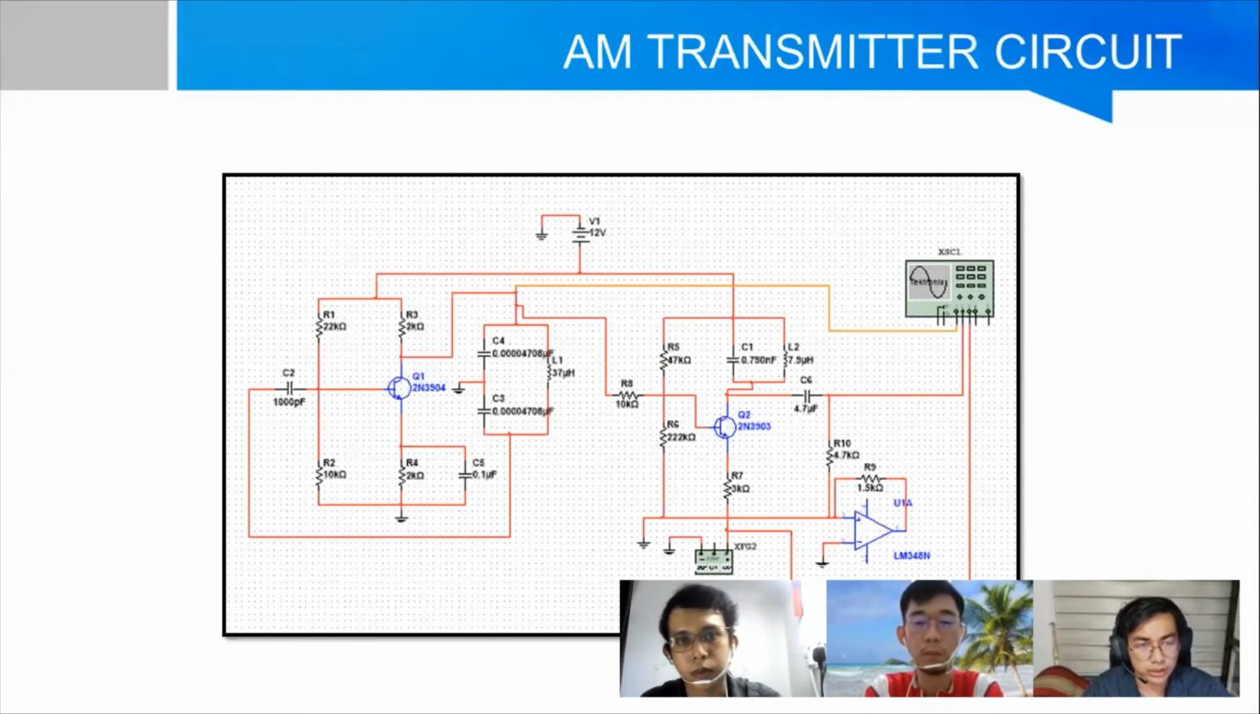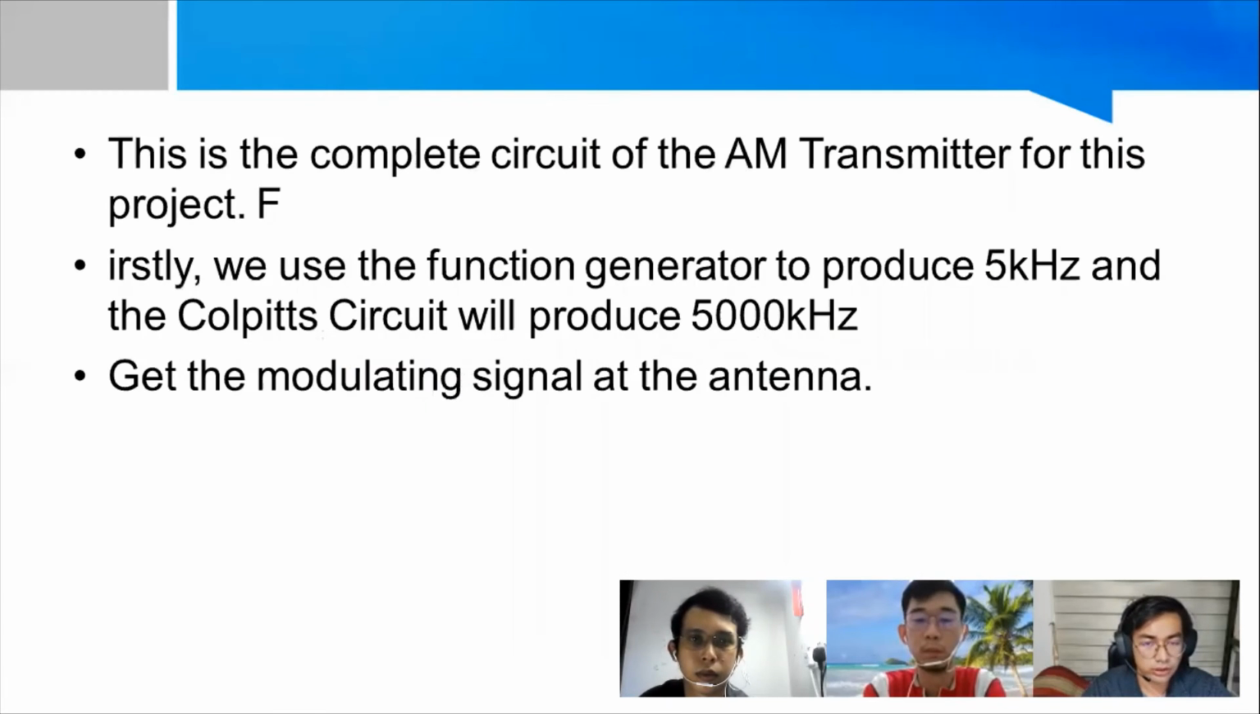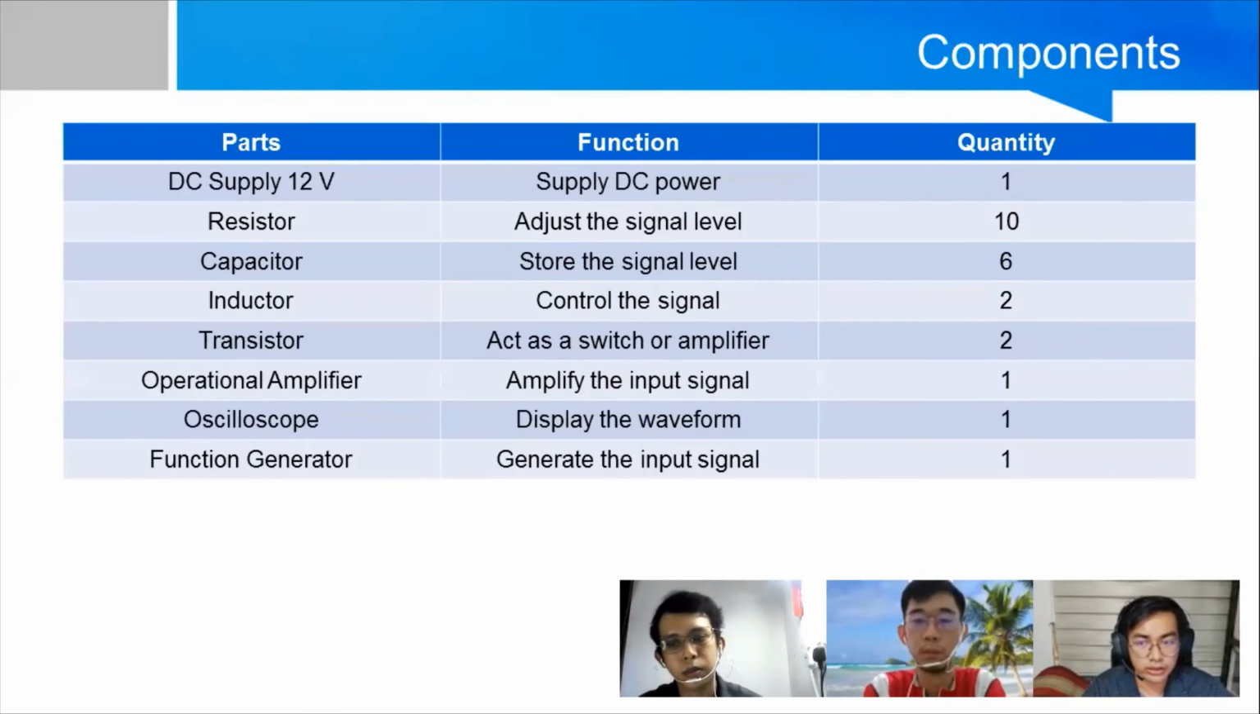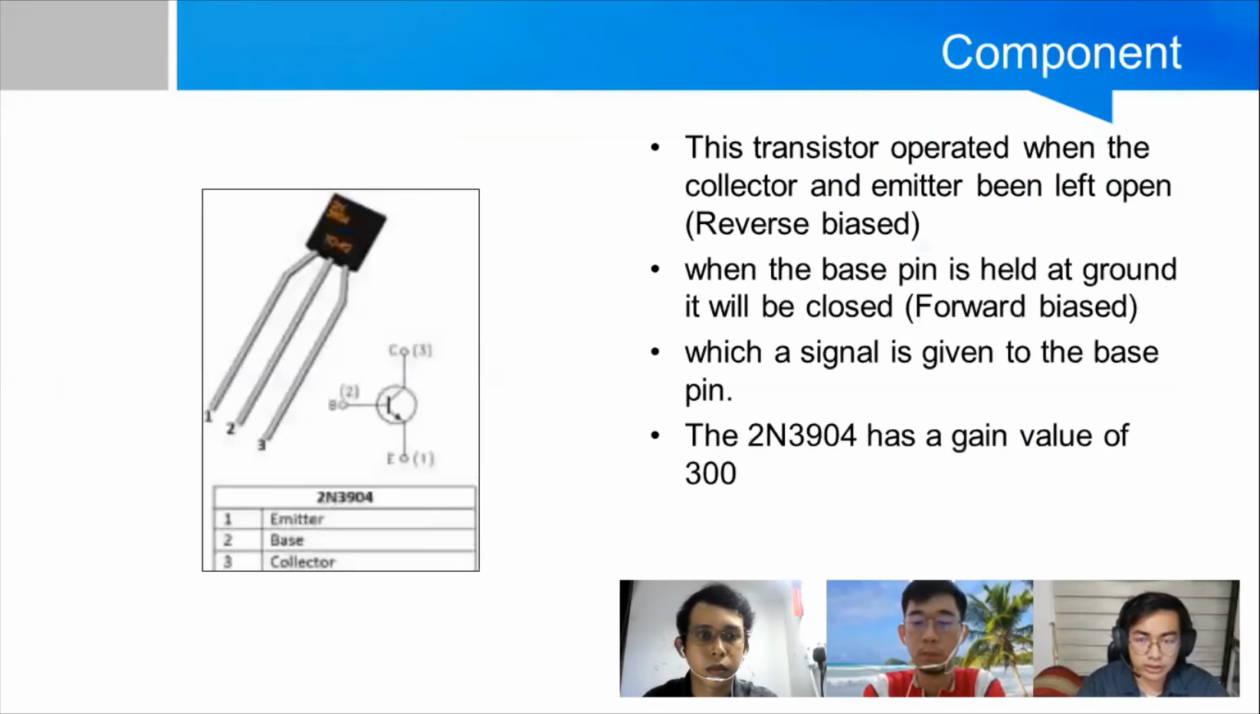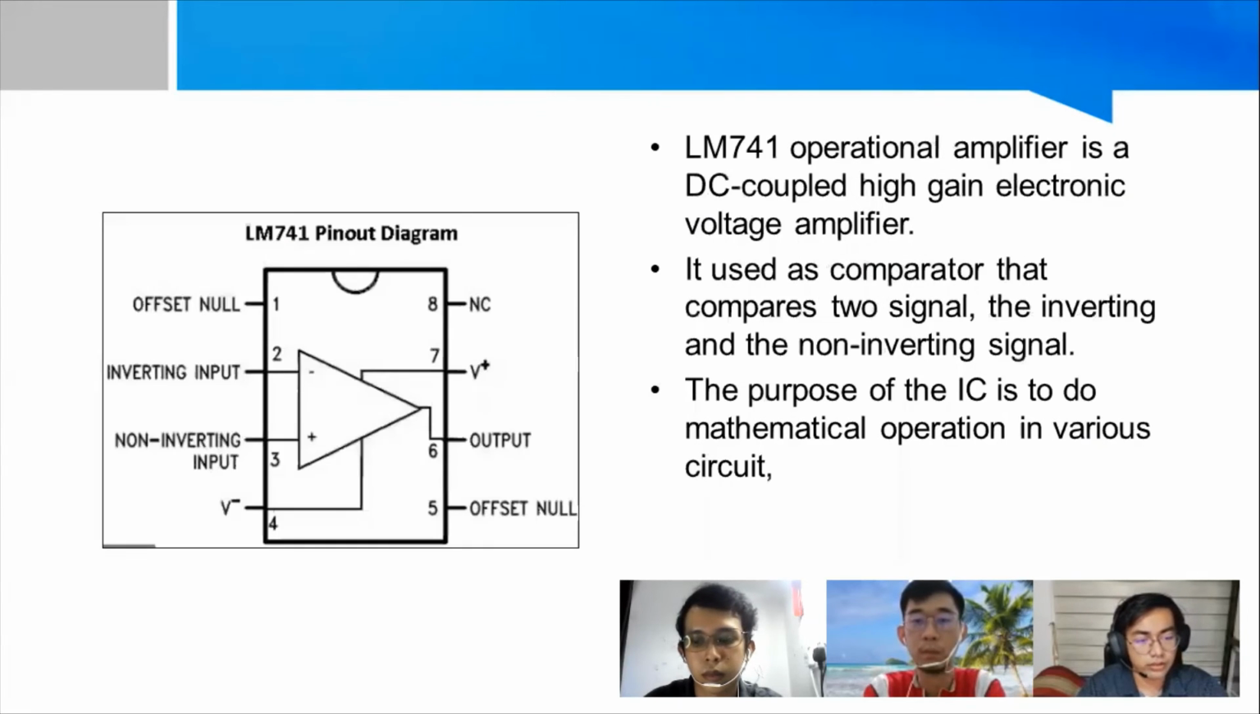Next is the AM transmitter circuit. This is all the circuits that I have mentioned above, connected to one another. This is the component that we use in our circuit. Next is the 2N3904. The 2N3904 has a gain value of 300. Next is the LM741. The operational amplifier is a DC coupled high gain electronic voltage amplifier. Okay, that's all for me.